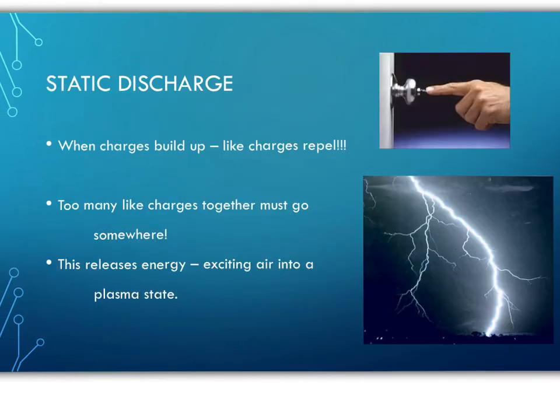Now what eventually happens is this. You have static discharge. When you get all those charges that are alike next to each other, they don't like to be there. They repel each other, remember? So eventually they need to go somewhere. And when that happens, it releases energy. Now, that means this static charge can jump across distances. In fact, it can jump thousands of feet, such as with lightning, when it discharges into the ground. It can jump across the air from your finger to a doorknob. You don't even have to touch something to have a static discharge happen. When that happens, there's lots of energy released, and that excites the air into plasma state.